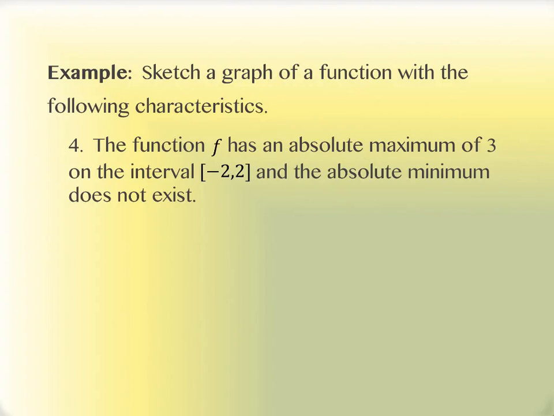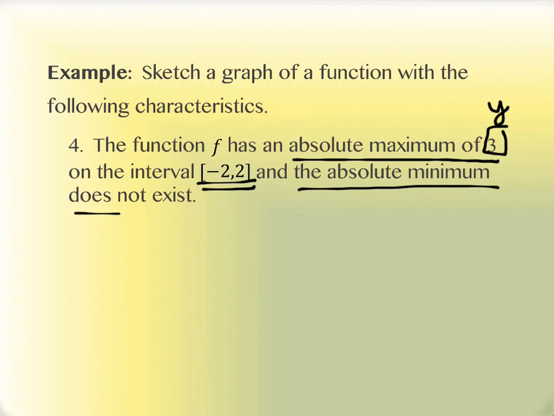So the directions say sketch a graph of the function with the following characteristics. It has an absolute maximum of 3. This is the y value they're giving you. It's going to be on only the interval of -2 to 2. So somewhere between -2 and 2, it's going to have that maximum value. And then it also tells you that the absolute minimum does not exist. So this is telling you that this is true for the whole graph.